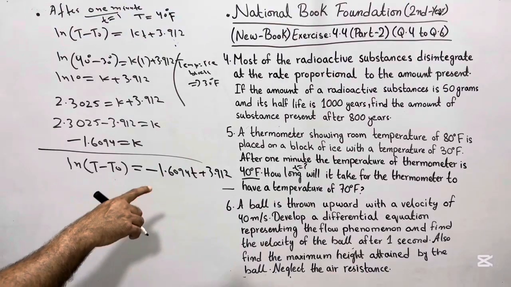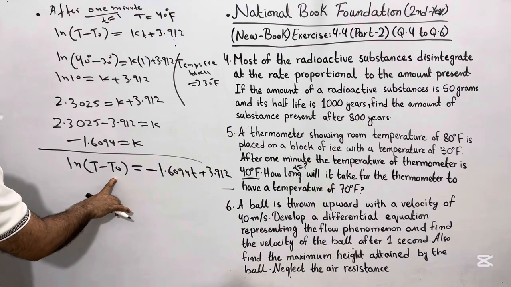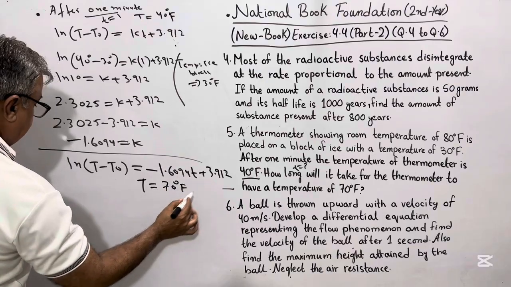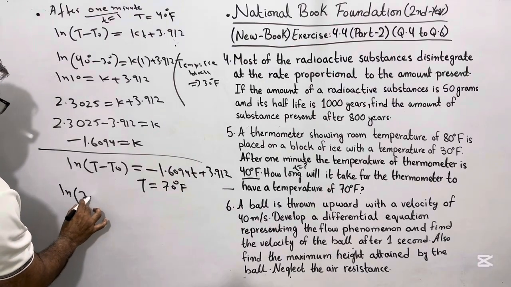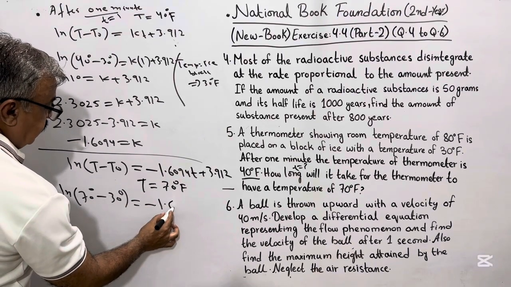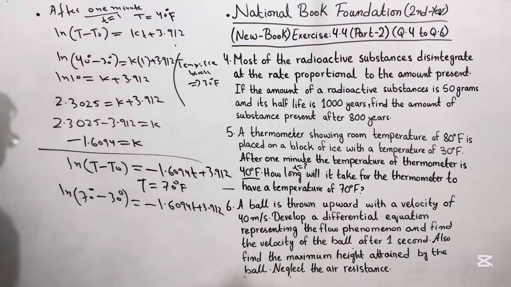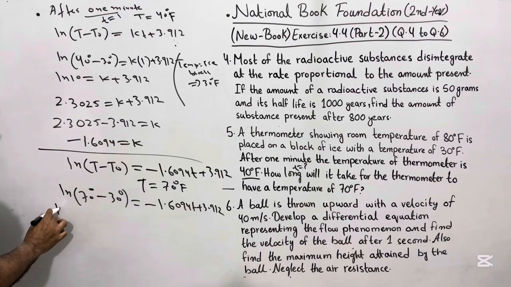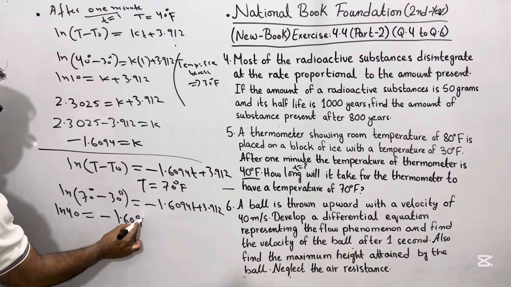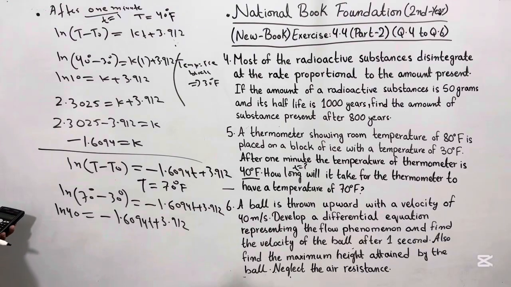We are interested in t, to get the temperature to 70 degrees Fahrenheit. T naught is 30 throughout; T will become 70 now. When will the temperature rise to 70 degrees Fahrenheit? ln(70 minus 30), our base temperature of the block being 30, equals negative 1.6094 t plus 3.912. 70 minus 30 is ln 40.